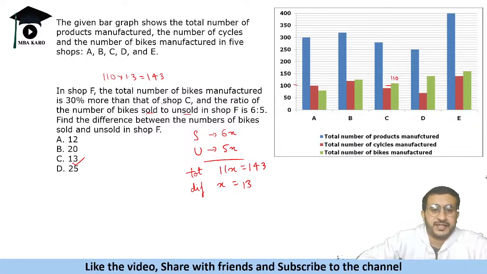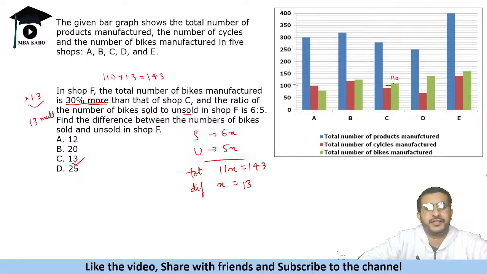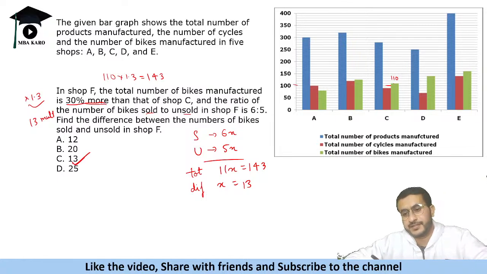Now it says that manufactured is 30% more. 30% more means into 1.3 times. 1.3 times means 13 का कोई multiple देख लो. ठीक है, ऑप्शन में एक ही 13 का multiple है, that is 13.